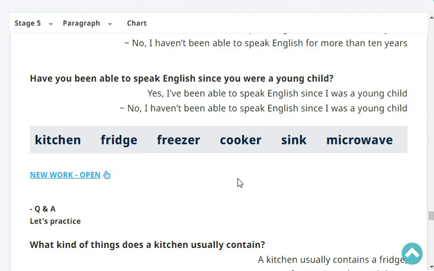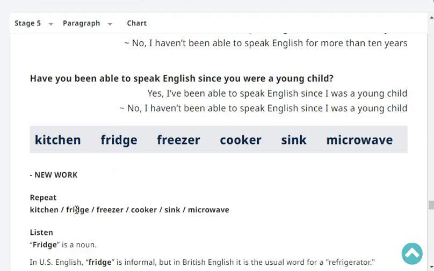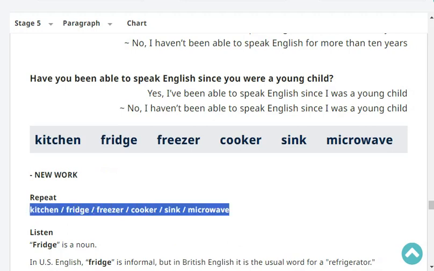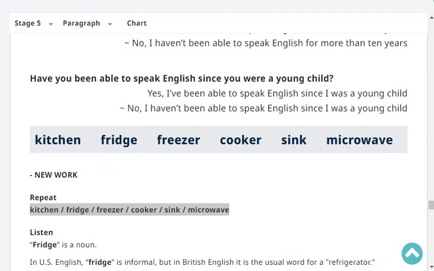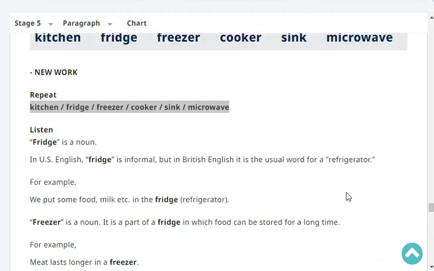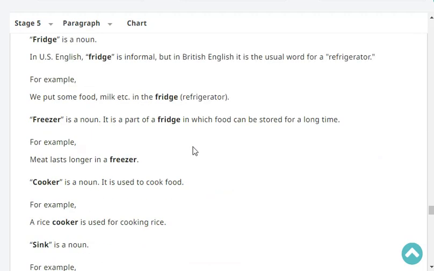Ooh, very fast. Okay, repeat. Kitchen, fridge, freezer, cooker, sink, microwave. Very good.